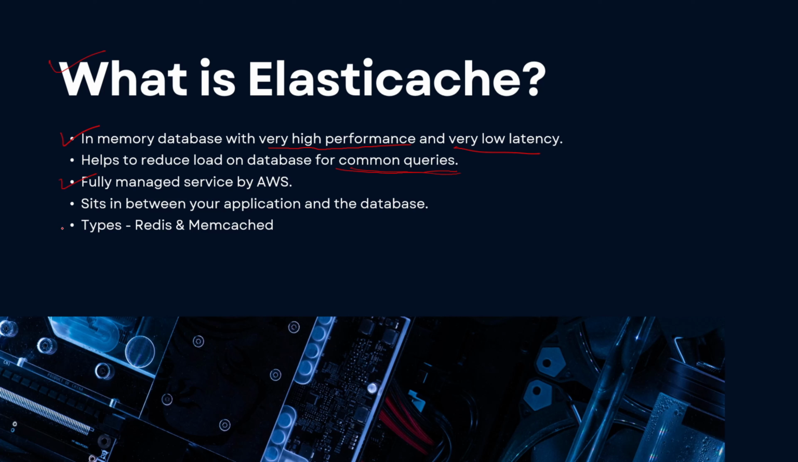ElastiCache is a fully managed service by AWS. It's completely managed by AWS. You don't need to care much about the infra and all of those things. It sits between your application and the database. So if this is your application and this is your database, your ElastiCache will be sitting right over here, that is between your application and your database. And you have two types: you can have a Redis type ElastiCache or a Memcached one.